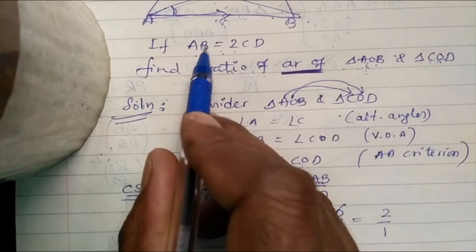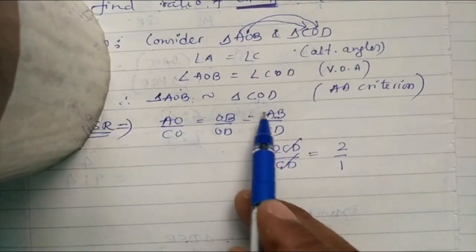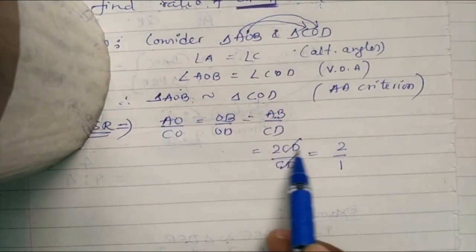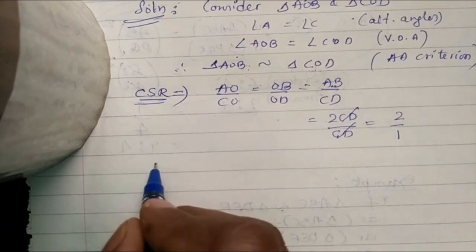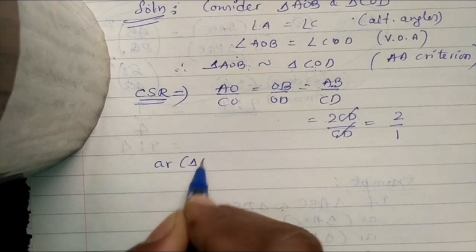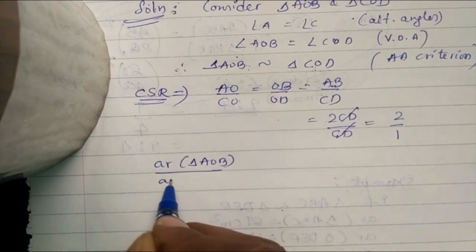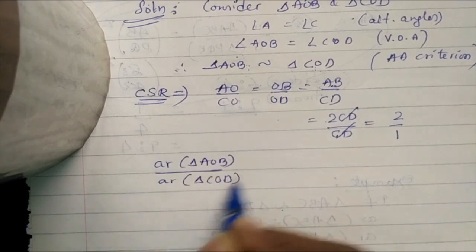The question says AB is equal to 2 times of CD, given. So what I did, AB is replaced by 2 times of CD. CD cancelled, 2 by 1. What is our main question? Area of triangle AOB by area of triangle COD. This is our main question.